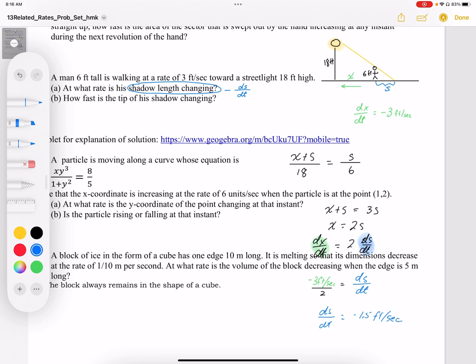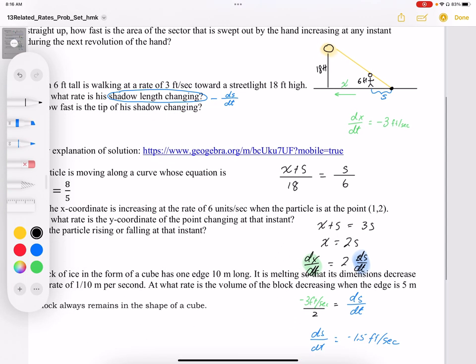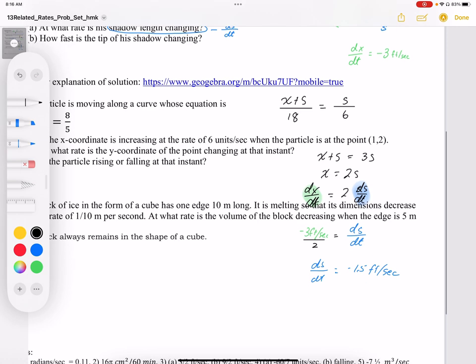For part B, it asks us how fast the tip of the shadow is changing. If we take a look at this diagram, the tip of the shadow is this point right here. Basically it's going to move towards the lamppost with the rate of the shadow, so it's going to move with the shadow. It's also going to move with the x. So the rate at which the tip of the shadow is changing is just going to be the sum. We're just going to add those two rates together.